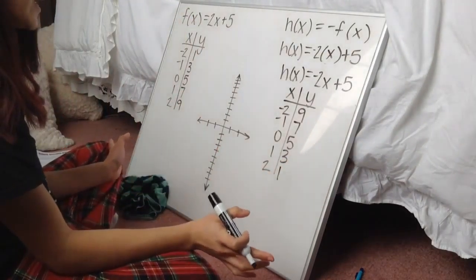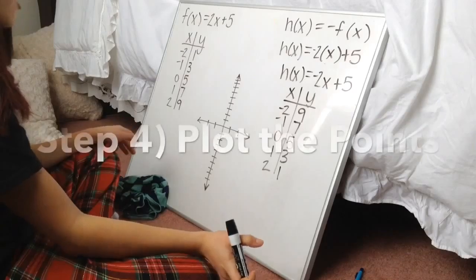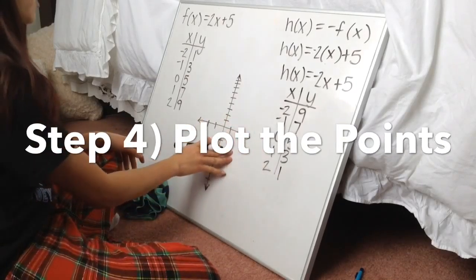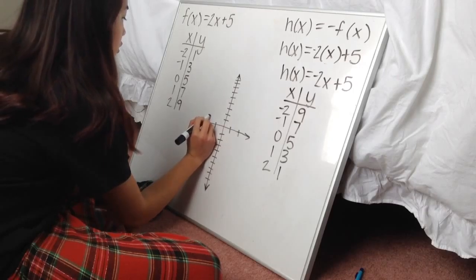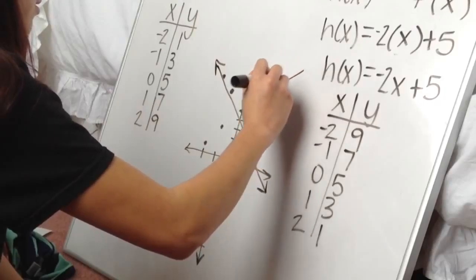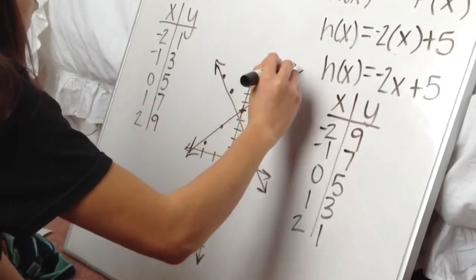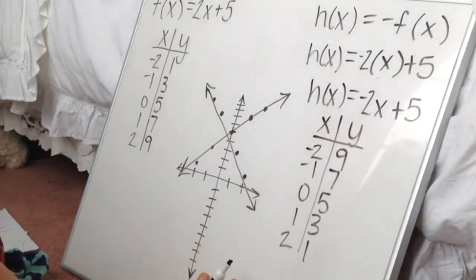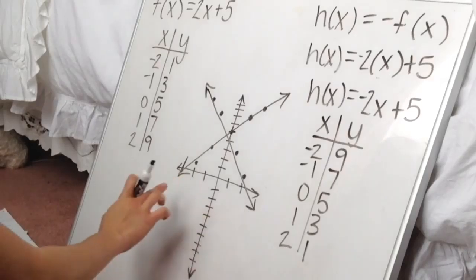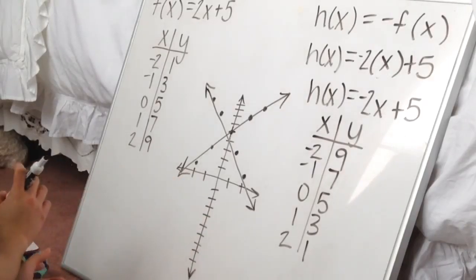So now that I've completed both of my xy tables, I will transfer them and plot them onto the graph. So negative 2 and then 1. Now that I have completed plotting the points on the graph, it has created a reflection over the y-axis.